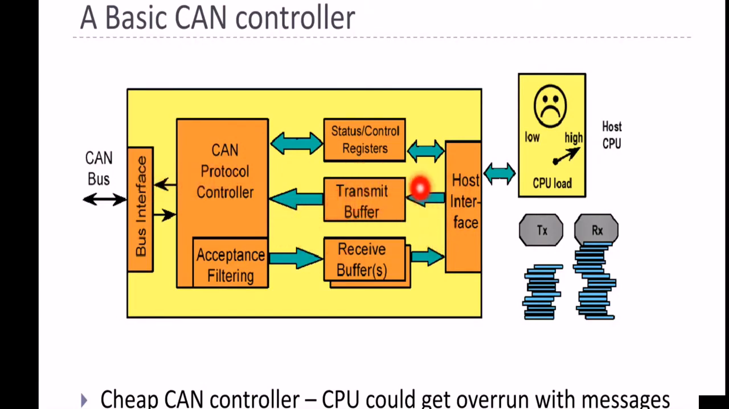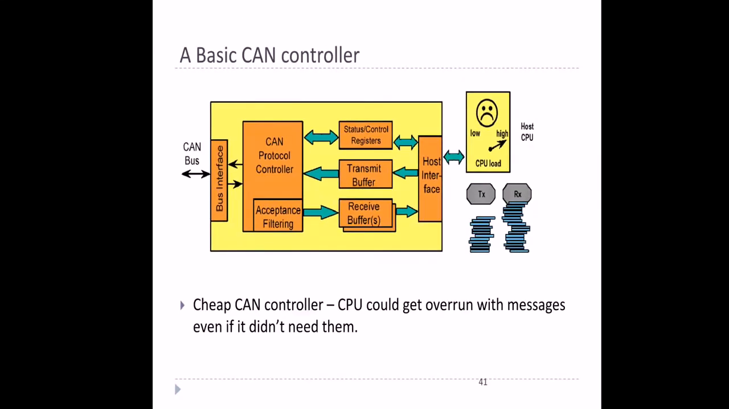And here one more block is status and registers. The status or control register keeps on storing the data for future reference or for data refinement. So here the cheap CAN controller CPU could get overrun with messages if it didn't need them. So this overrun also will happen.